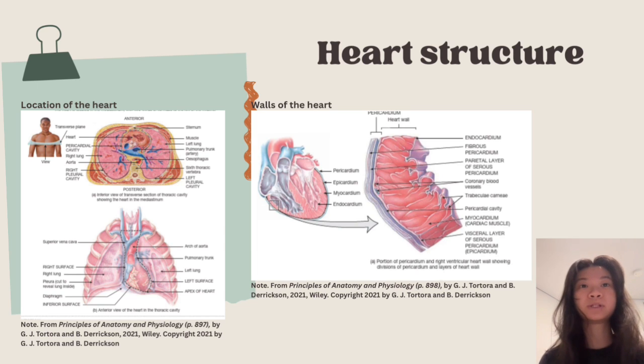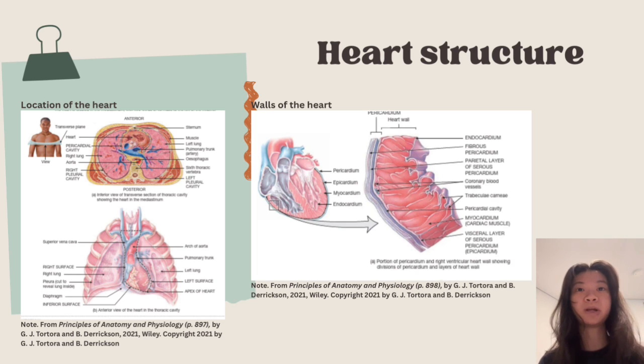The pericardium is the outer layer to protect the heart, and it consists of two layers, the outer fibrous layer and an inner serous pericardium. Between the layers, there's a pericardial cavity that contains a lubricating pericardial fluid to reduce friction between the two layers. The wall of the heart is made up of three layers, the epicardium, myocardium, and the endocardium.